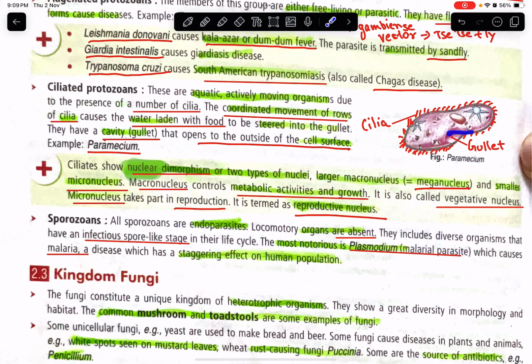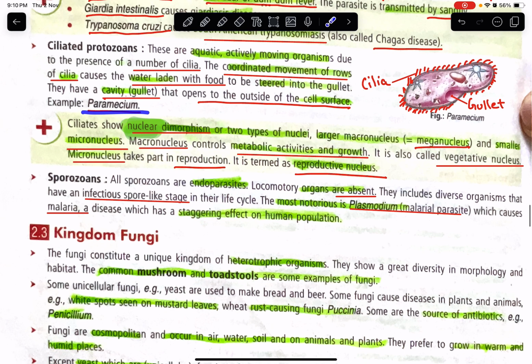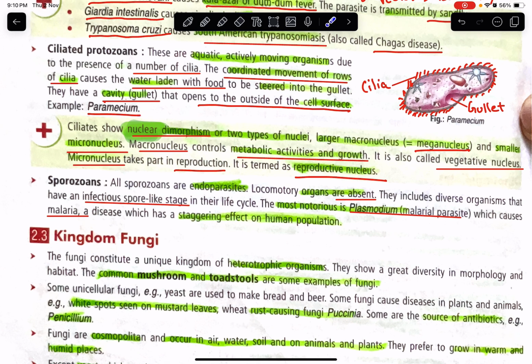Here you can see a gullet. It is an opening to the outside of the cell surface, and the water laden with food is stirred into the gullet with the help of cilia. They have a cavity, which is the gullet, that opens to the outside of the cell surface. Example is paramecium.